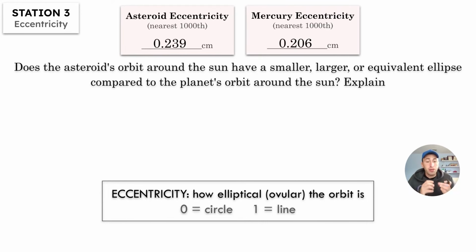Again, 0 means a perfect circle, and 1 means a straight line. So if you're close to 0, it's going to be more of a circle, and if you're close to 1, that's going to be a straight line, and therefore the closer you are to 1, the greater the ellipse, the greater the ovular orbit of the planet is going to be.